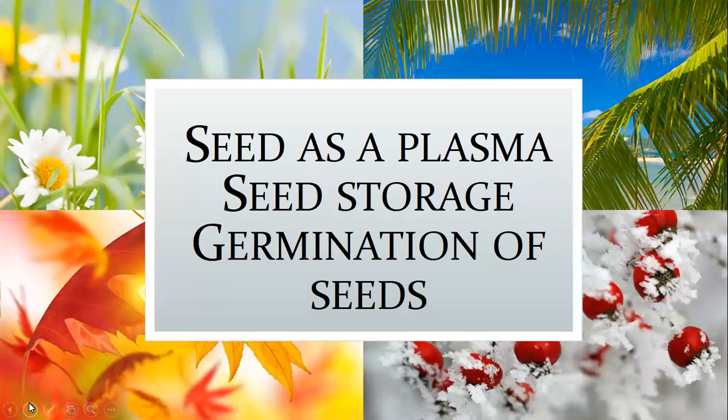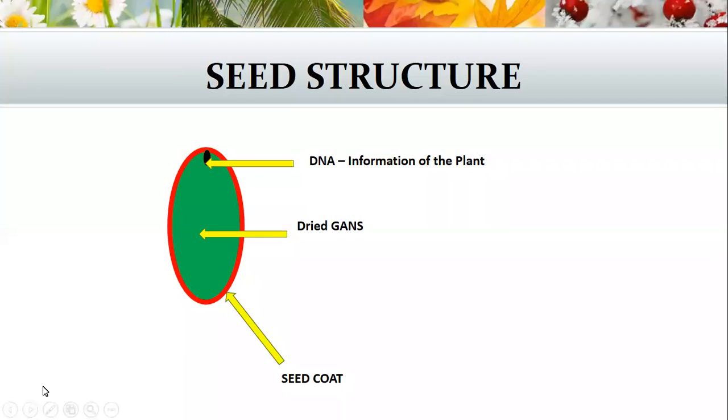Okay, so today I'm looking at seeds again, but from a different perspective. Seed as a plasma, the storage of seeds, and the germination of seeds, but all from the plasma perspective. Now, in the past, we've done seeds with a very basic seed structure, where that little point on the seed was your DNA, or the information of the plant. That's where all the information on the type of plant it is stored. And then the majority of your seed was dried GANs, and then you had the outer shell of your seed. So it's a very simple structure of a seed, and I know there is a lot more detail, but for the sake of this, we just keep it simple.